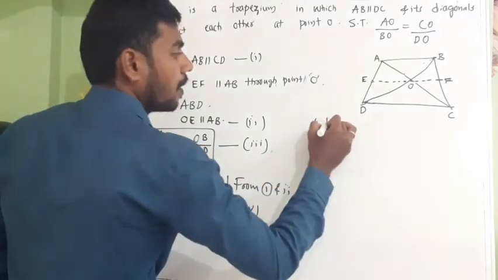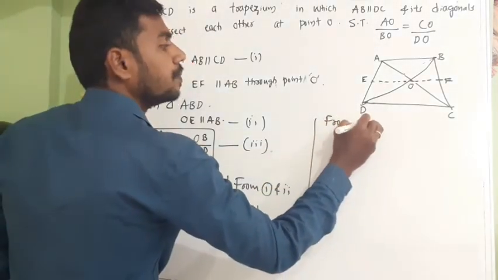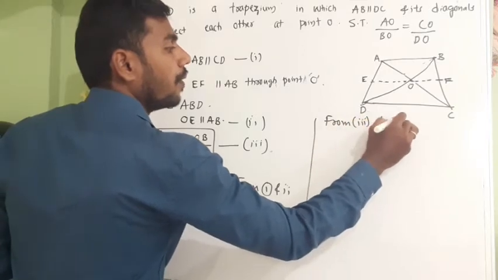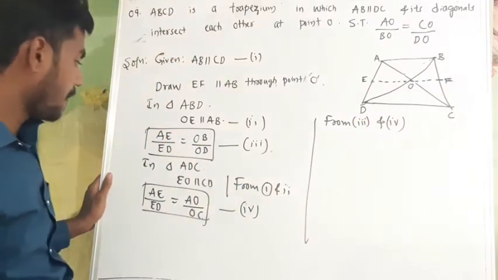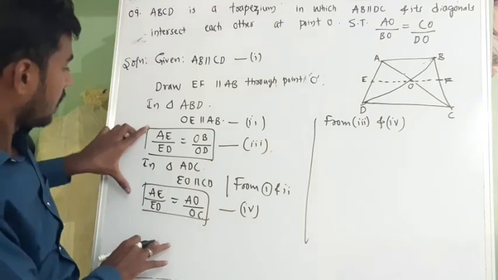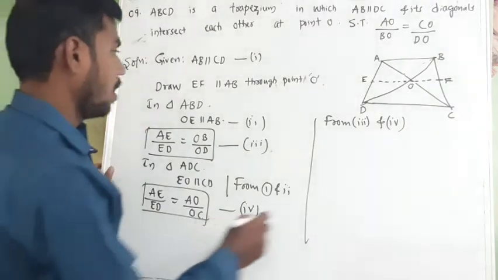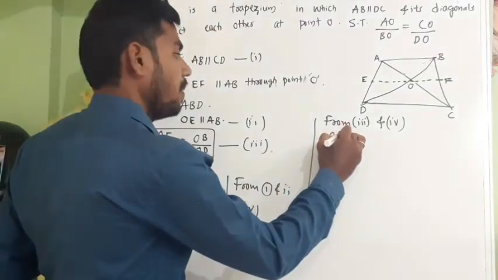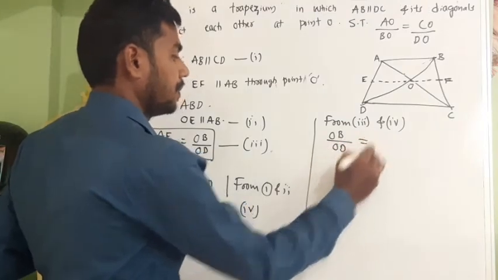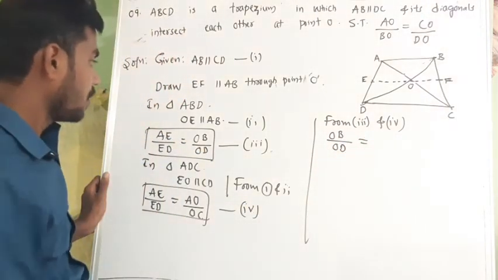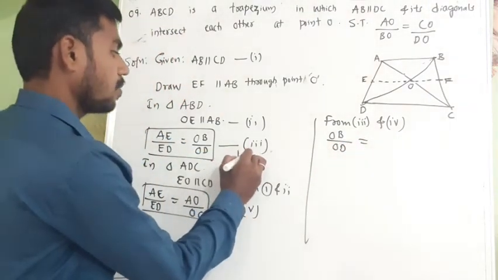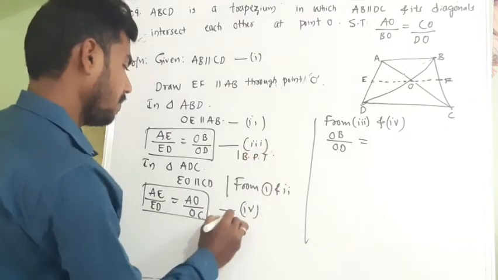I'll continue here. From 3 and 4, what can I say? Since LHS is equal, RHS will be equal. OB by OD is equal to... So why did I write this? This is the reason you should also mention the basic proportionality theorem.